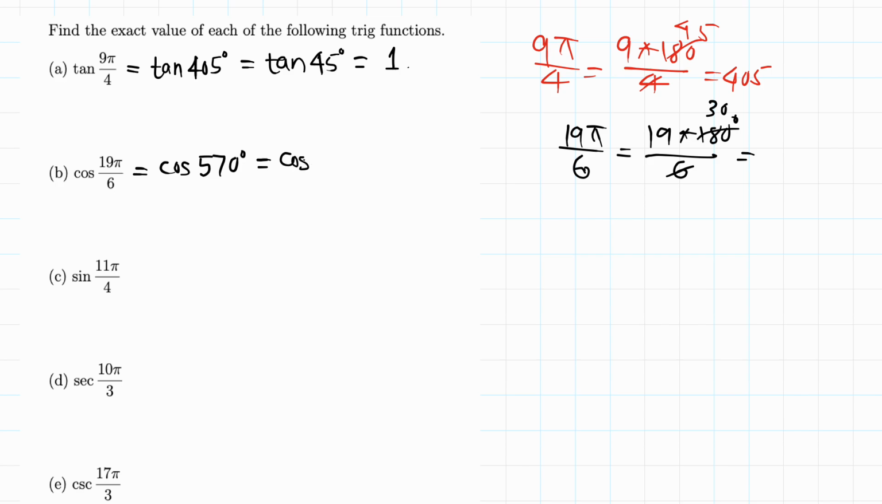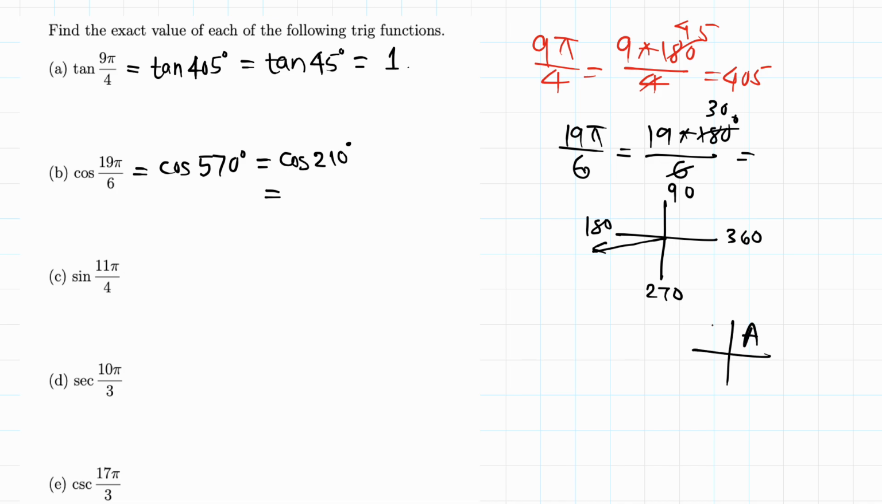So we get cosine 570 minus 360 is 210. Okay, now 210, what is that? So this is 90, pi over 2, 180, 270, 360. So 210 is a little bit more than 180, so it will be here. Starting here, we need to go counterclockwise, so 30 degrees. So that's in the third quadrant.